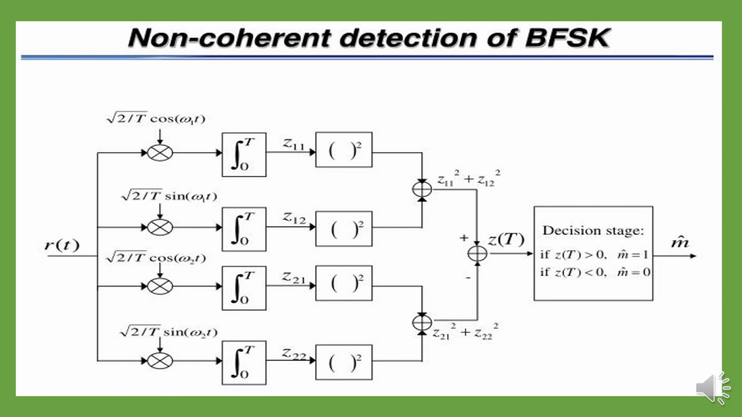The integrators will produce the outputs Z11, Z12, Z21, Z22, and they are squared and summed. So it will produce the output Z11 squared plus Z12 squared, and in the bottom half it produces Z21 squared plus Z22 squared. They are summed, it will produce the output as Z(t), and finally this Z(t) is passed to the decision stage. It will produce the estimated bit by comparing with the threshold.